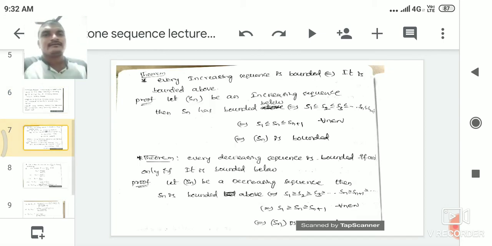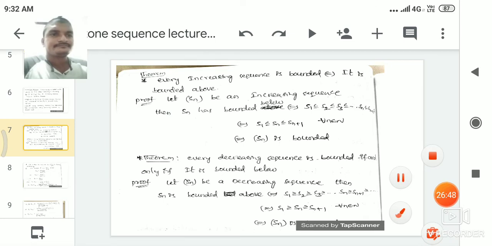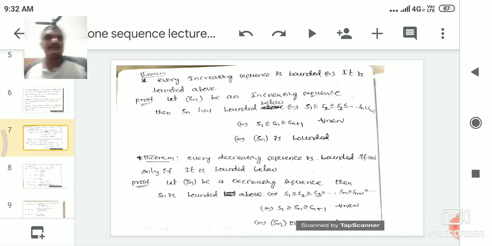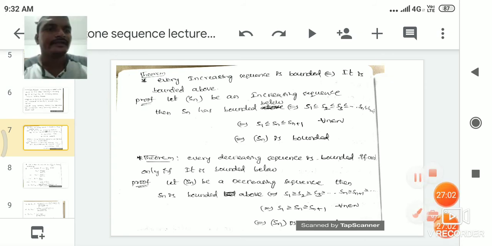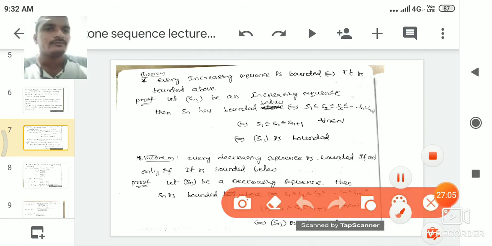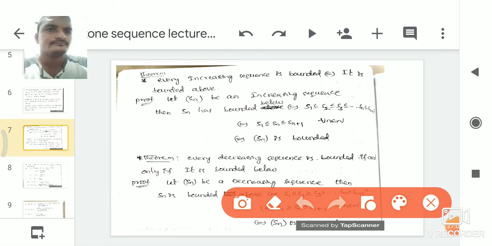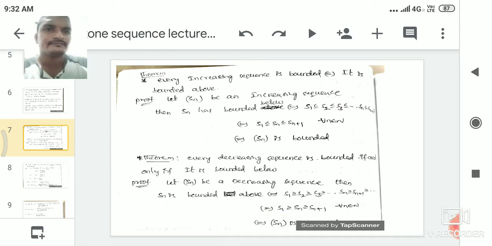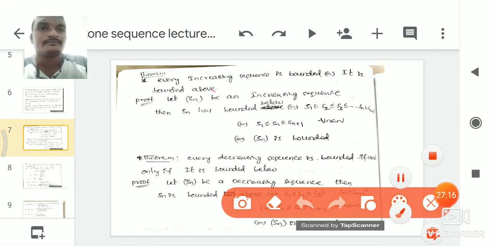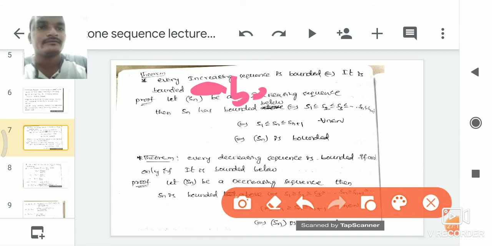Next we see one theorem: every increasing sequence is bounded if and only if it is bounded above. Already we know that every increasing sequence is bounded below, and every decreasing sequence is bounded above.